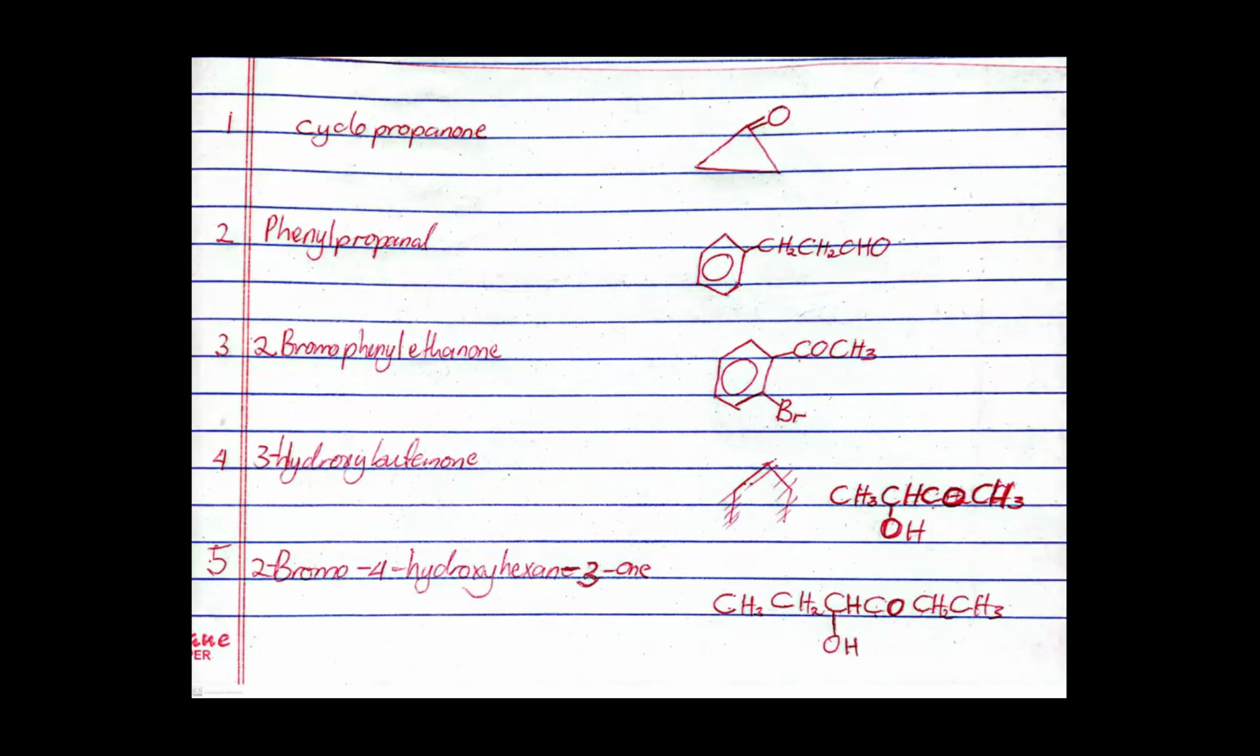Then hydroxybutanone. Hydroxybutanone. Okay. 1, 2, 3. Then 2-bromo-4-hydroxyhexan-3-one. Where is your bromide group on this compound? I'm not seeing any bromide atom, yet we are seeing 2-bromo for hydroxy.